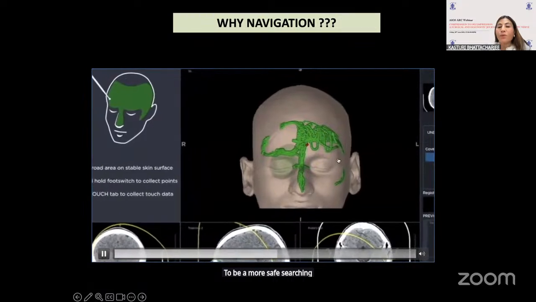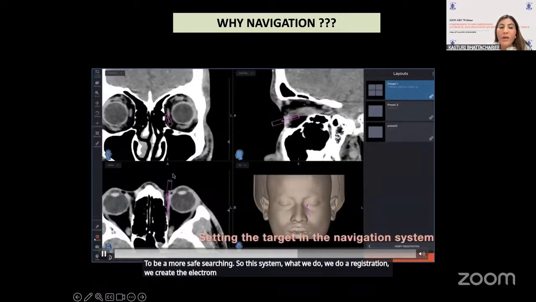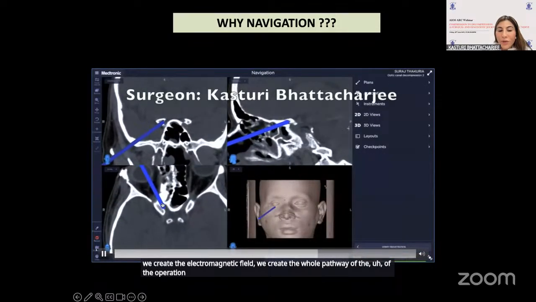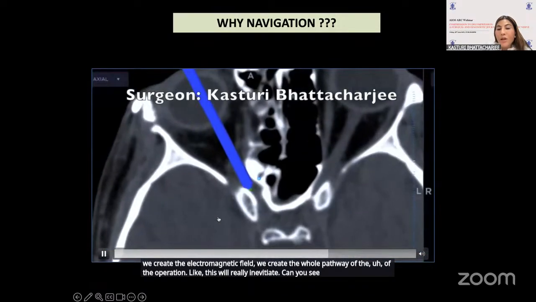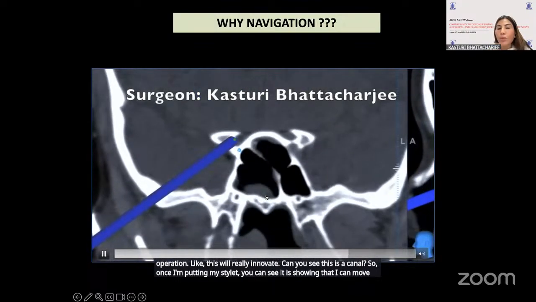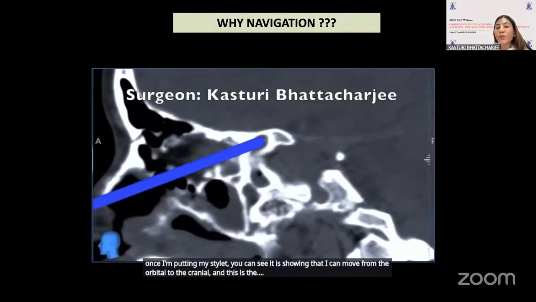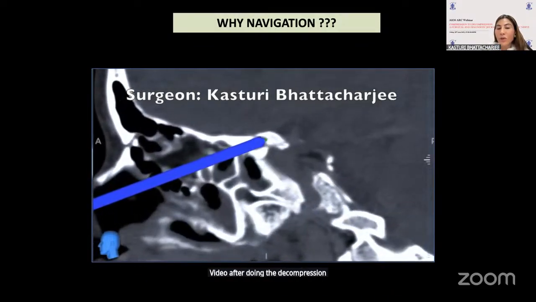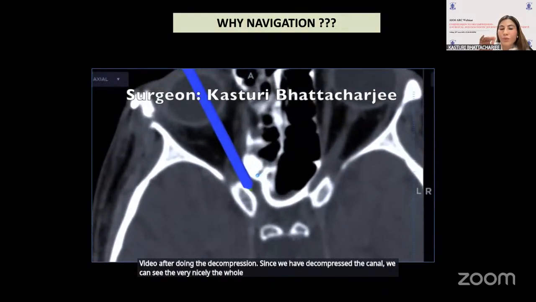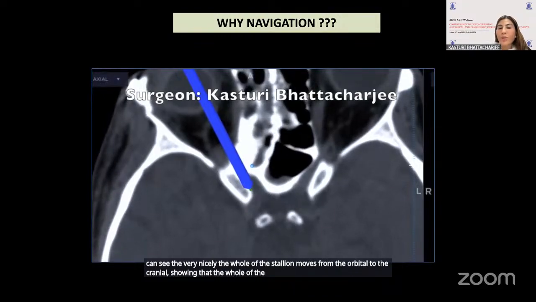In this system, we do a registration, we create the electromagnetic field, we create the whole pathway of the operation. Like this will really navigate. Can you see this is a canal? Once I put my stylet, you can see it is showing that I can move from the orbital to the cranial, and this is the video after doing the decompression. Since we have decompressed the canal, we can see very nicely the whole of the stylet moves from the orbital to the cranial, showing that the whole of the optic canal has been decompressed.